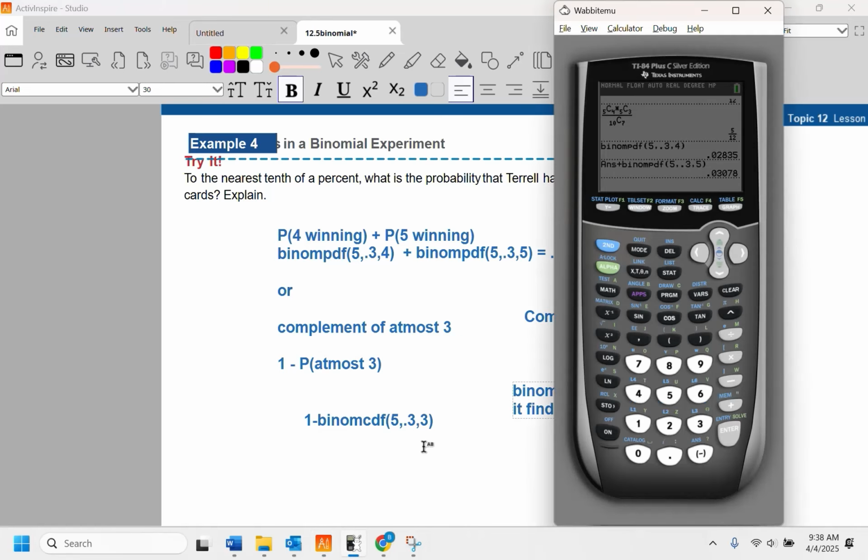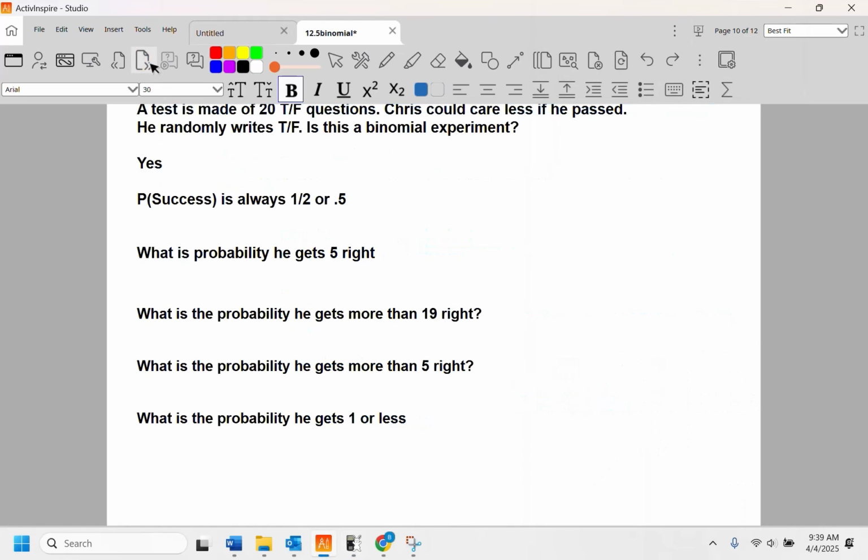For 2 things, it's probably not worth messing with the complement event, but it's worth showing. 1 minus second vars, binomial cumulative density function. And we still have 5 trials. The probability of success for any given trial is still 3/10, but here the x value is 3. Same thing, 0.03078.